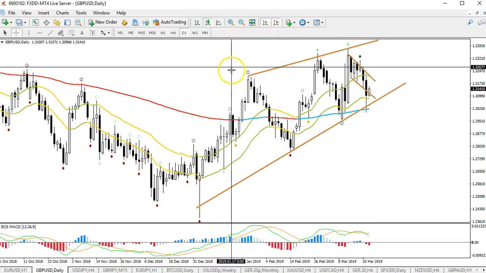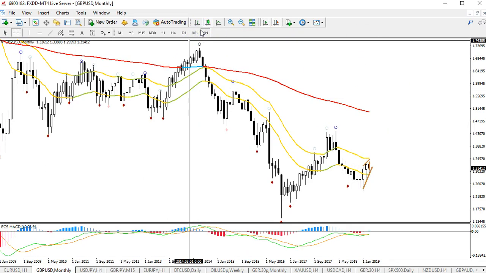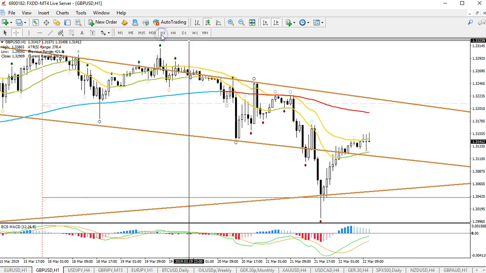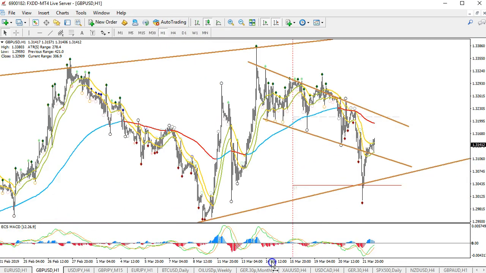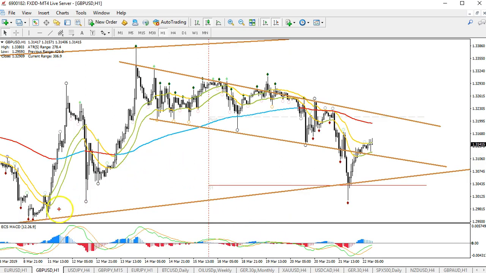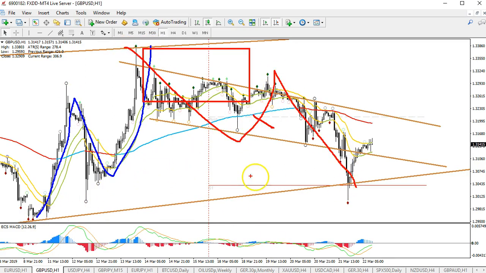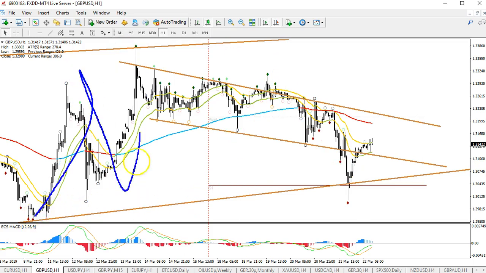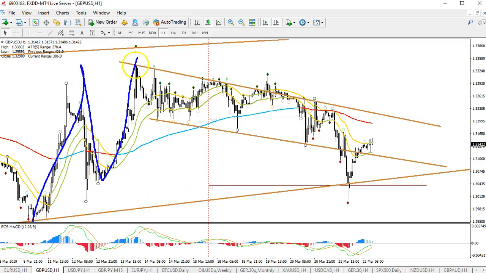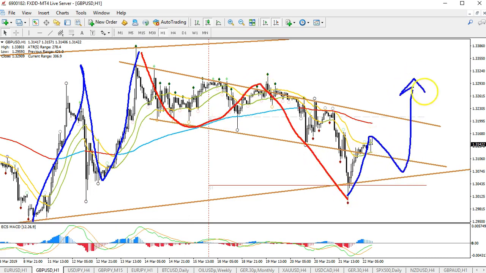All right, so that's the bigger picture, kind of what's going on in the bigger picture. On the 1-hour chart, looks like price made an ABC correction here. ABC to the downside here. Now we might get an ABC back to the upside.